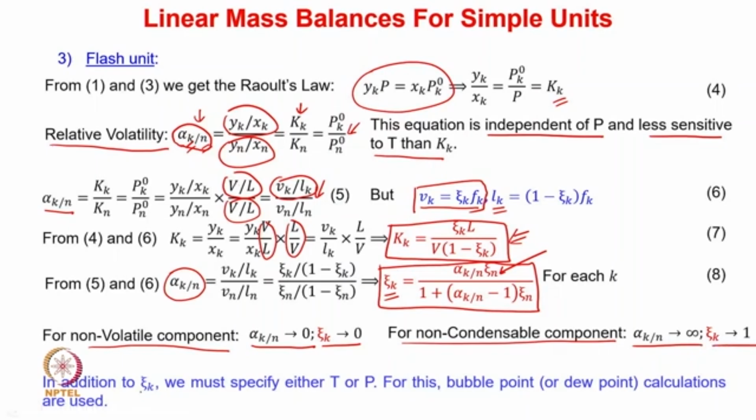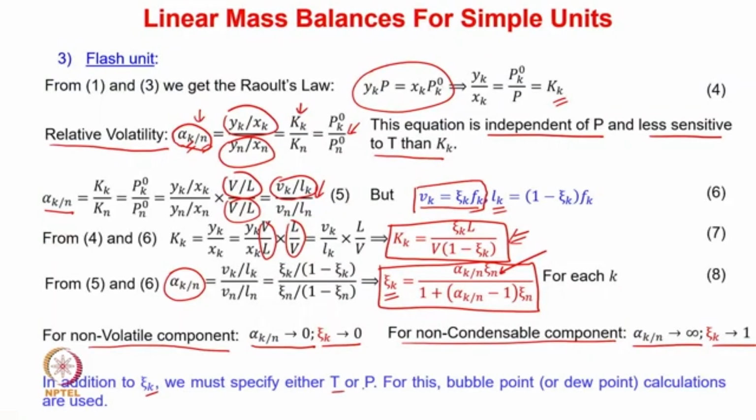So in addition to zeta k, clearly you can see that now we have got all the equations, how zeta k, how pressure and how temperature are related in the equilibrium relationships. Those we have derived in this case. Now we wanted to see how we can fix any two of these and back calculate the other and see whether the assumed value of zeta k, T or P is matching with that or not. So for that, again we are using the bubble point or dew point calculations.